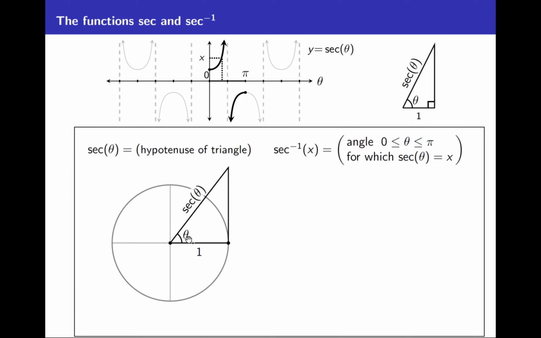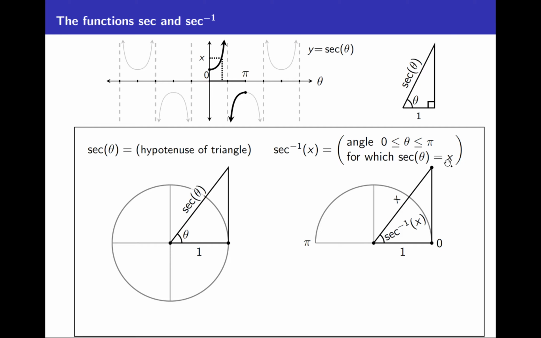Here the input was the angle, the output was the hypotenuse. In the picture for secant inverse, the hypotenuse is going to be input x, and the output is going to be this angle, which will be secant inverse of x. So here's the picture. The geometric picture of secant inverse of x.